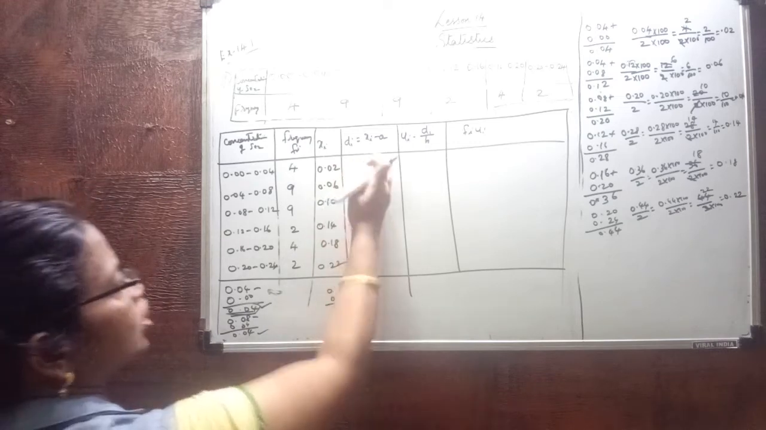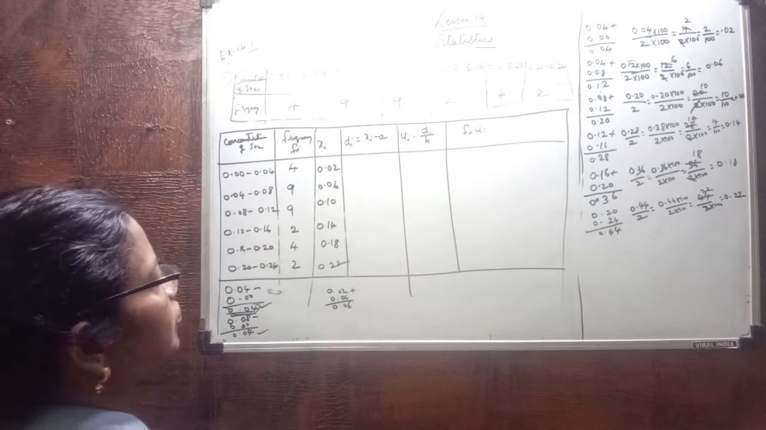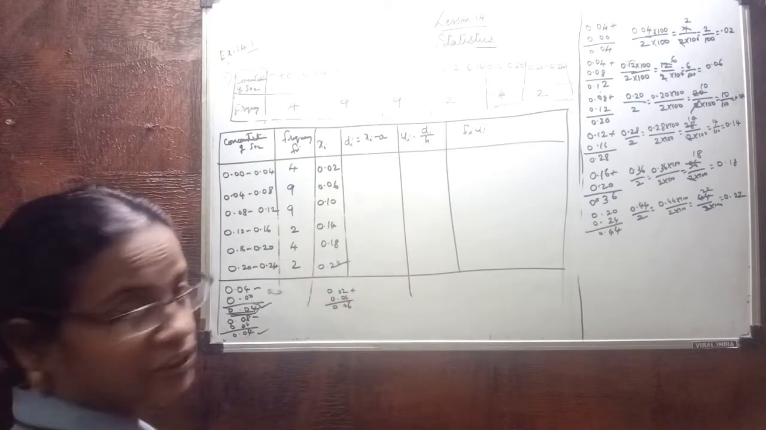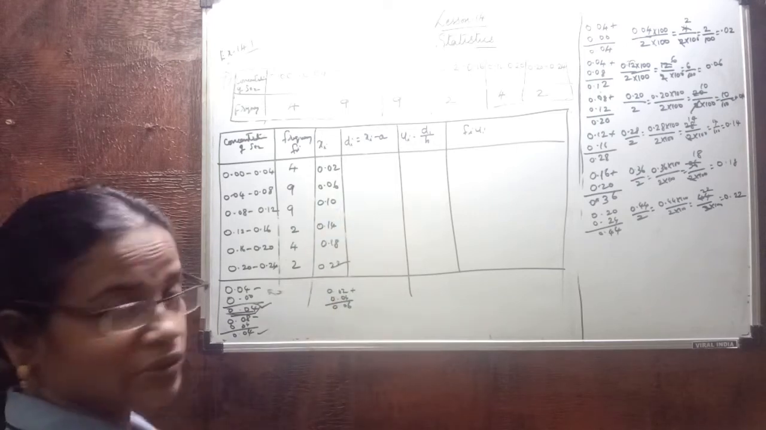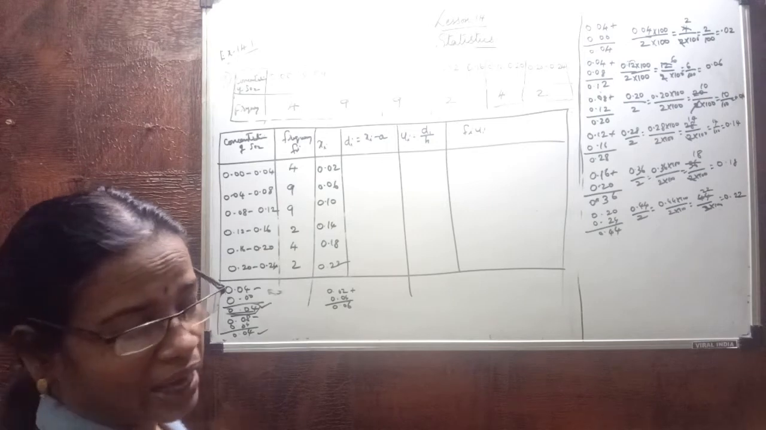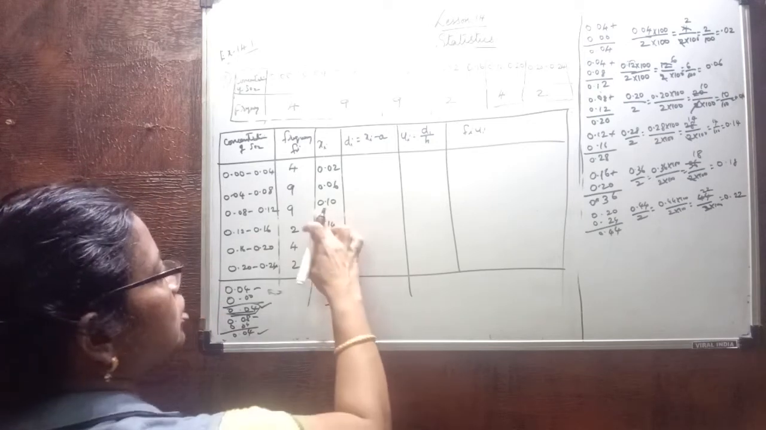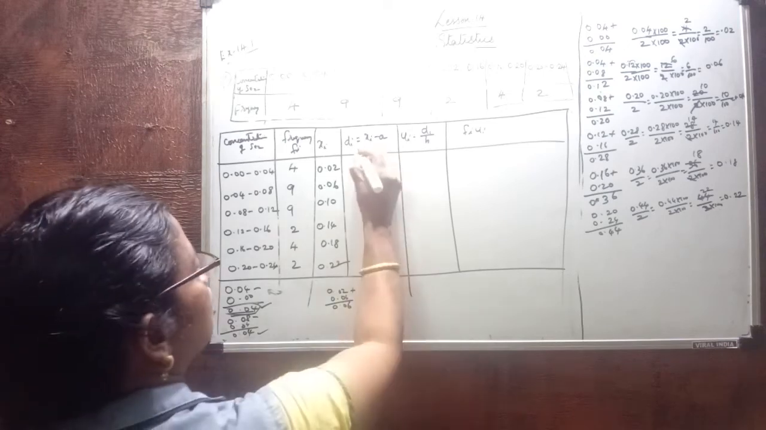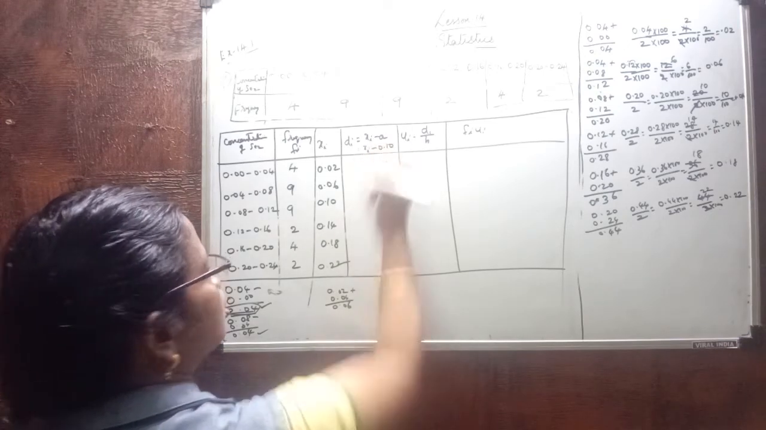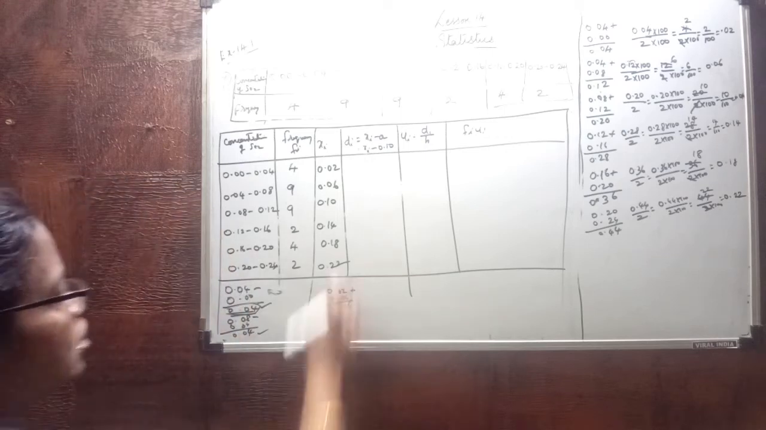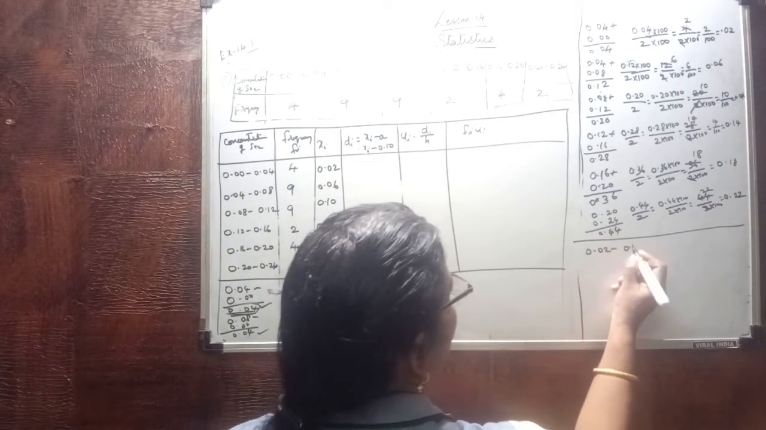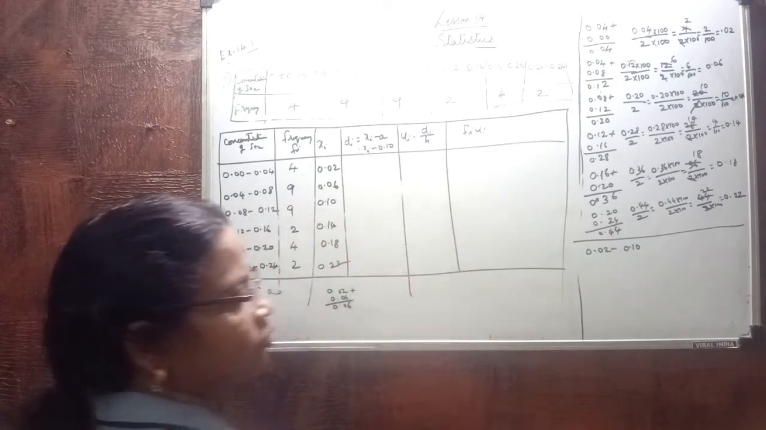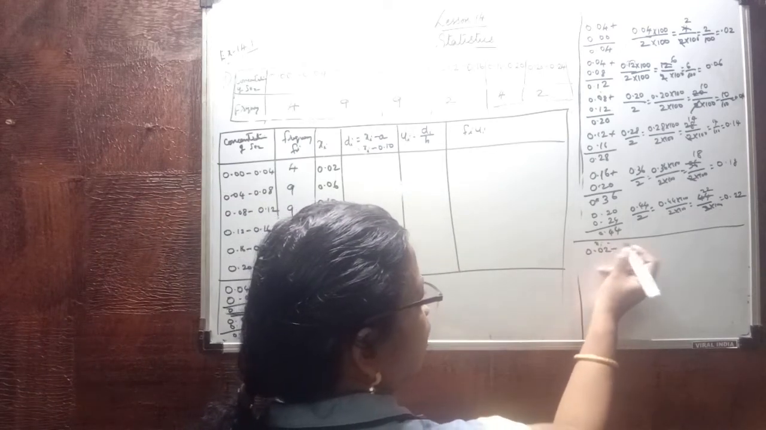Next is di is equal to xi minus a. You have to find out. So two centers are there. You take the first one, 0.10. Actually, always with 10, 20, etc., you will do the calculations more easily. So you use 0.10, so a is equal to 0.10, and di is xi minus 0.10. So the first one is 0.02 minus 0.10.